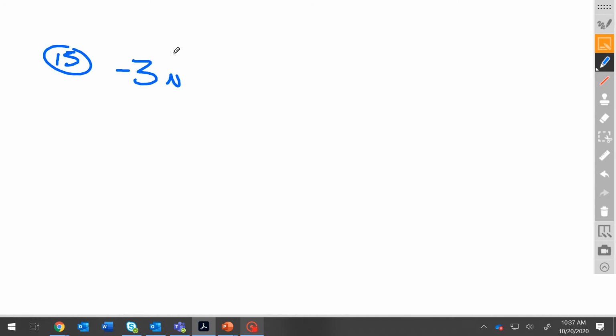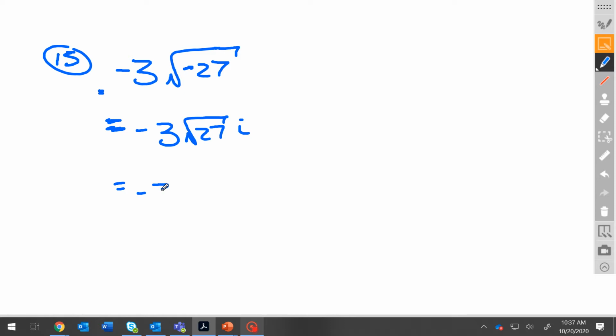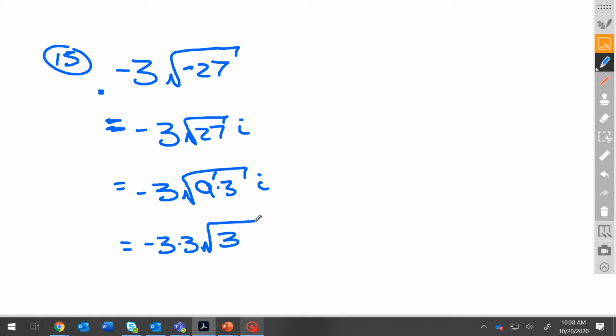15, negative 3 square root of negative 27. Alright, well this negative isn't really doing a whole lot. We got negative 3 square root of 27i to make up for the negative symbol. We can rewrite square root of 27 as 9 times 3, because 9 is a perfect square, and I can take the square root of 9. The square root of 9 is 3, so I have negative 3 times 3, and then in the radical, I still have a 3, because I took the 9 out, i, which negative 3 times 3 is negative 9, so negative 9 square root 3, i.